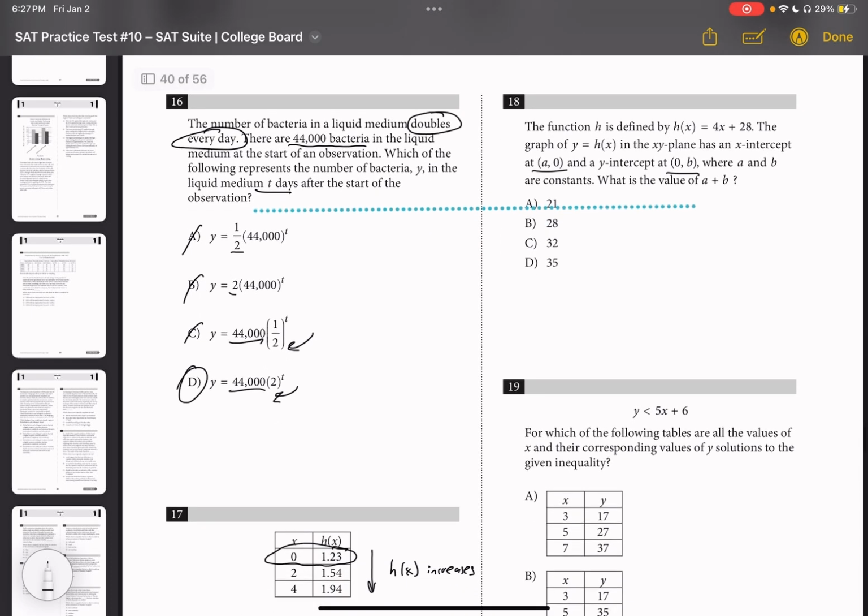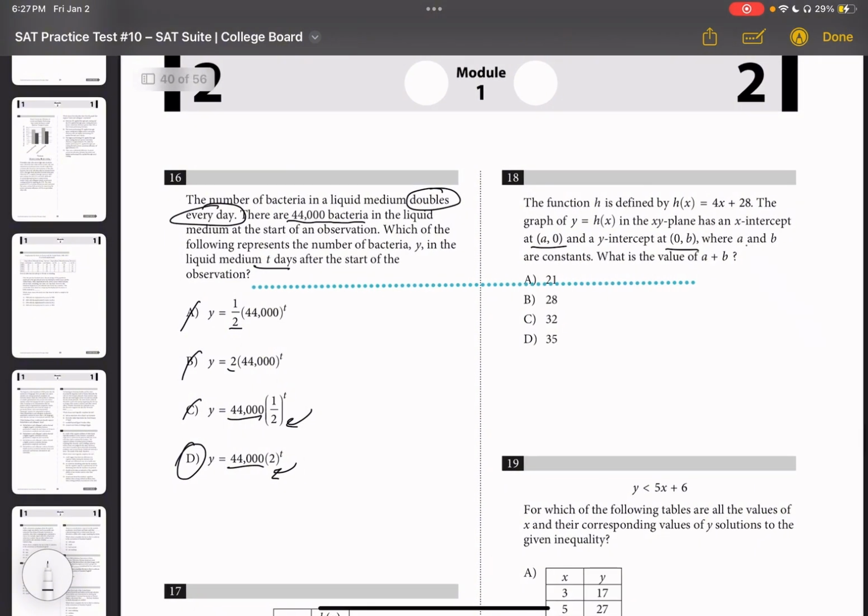Okay, so we had a similar question to this in practice test 9 with a plus b. So we're going to start with solving for our x-intercept, which is when y is equal to 0. So 0 is equal to 4x plus 28. So negative 28 is equal to 4x. X is equal to negative 7. This is going to be equal to a, since a comma 0 is our x-intercept.